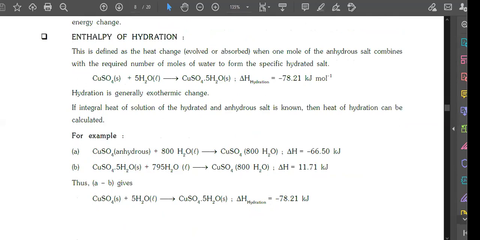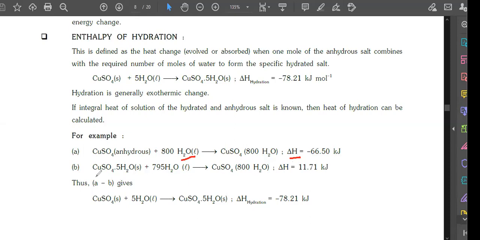Right, everyone? So basically, see this, CuSO4.5H2O. Now, if this H2O is attached to this copper sulfate, then the amount of energy released is your delta H hydration, right? So this is your anhydrous plus this H2O, it will be attached, then this delta H is your enthalpy of hydration. Got it, everyone? Tell me, got it?